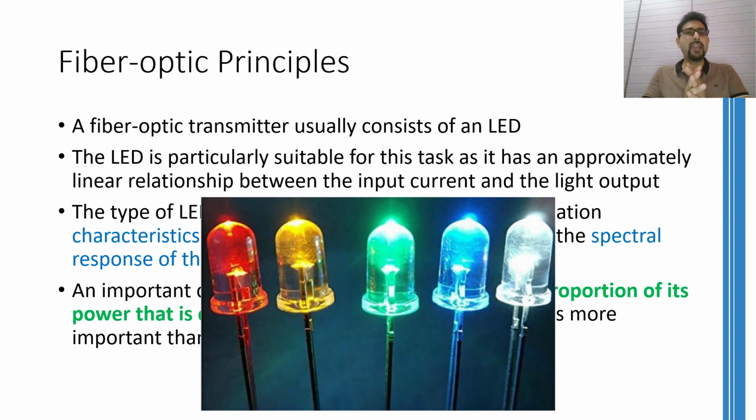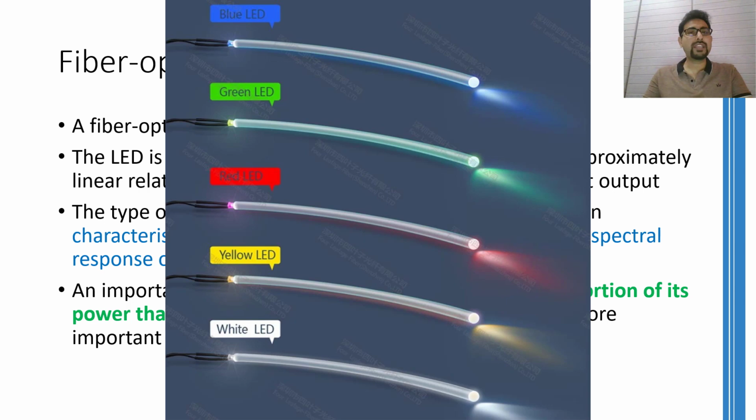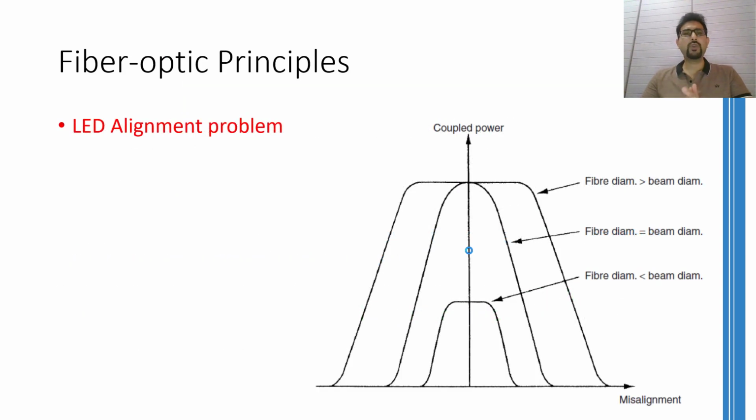You must have seen an LED and you know that when it glows, it throws light in every direction. But in case of fiber optic cables, we don't want light to go anywhere else except the fiber optic cable. So we have to make special arrangements so that the light generated by the LED enters the fiber optic cable as much as possible. This graph shows the relationship between the misalignment of the LED and the power that is entering the fiber optic.